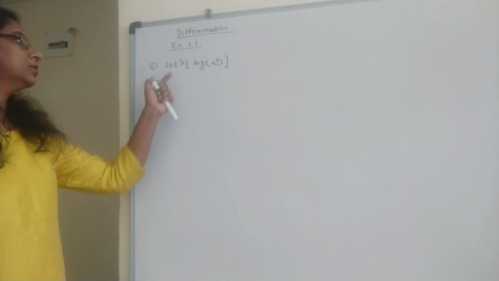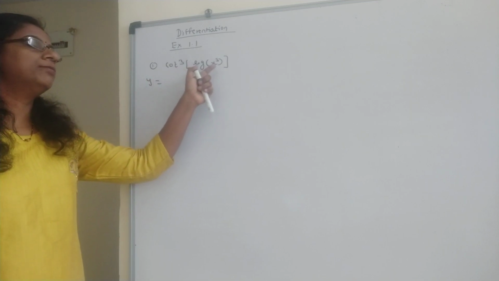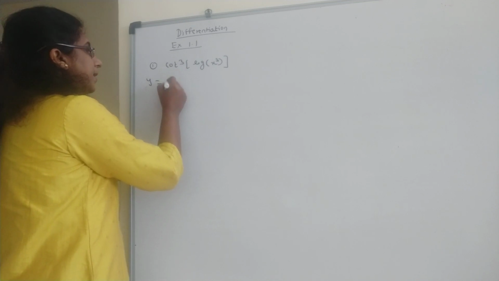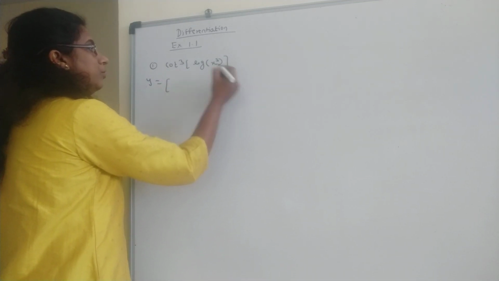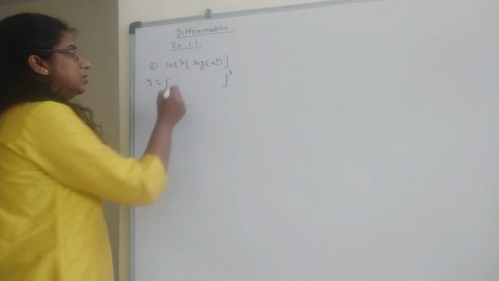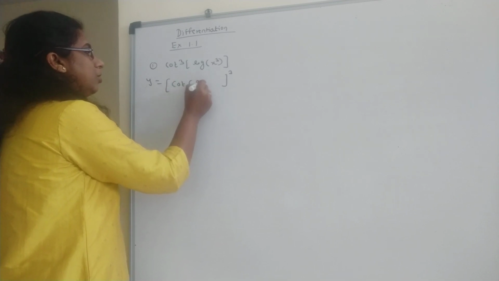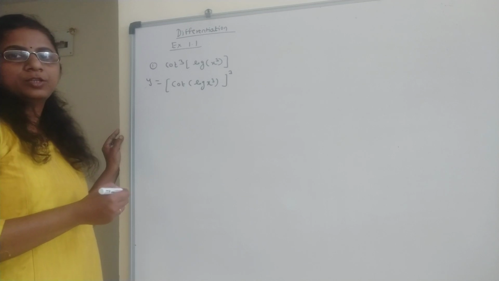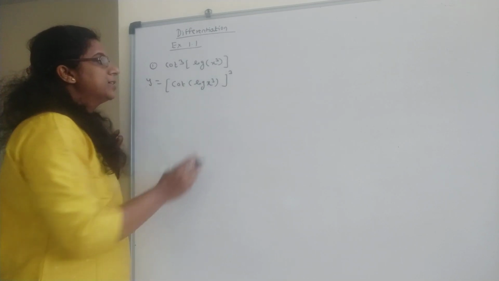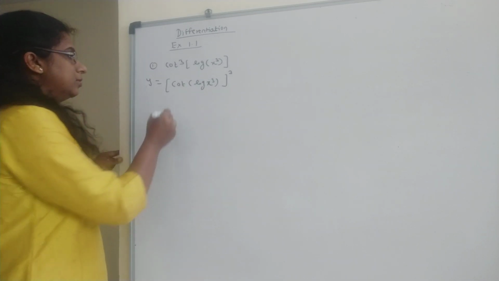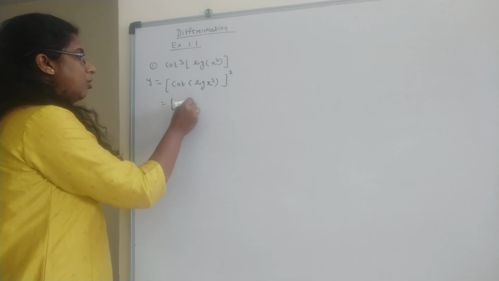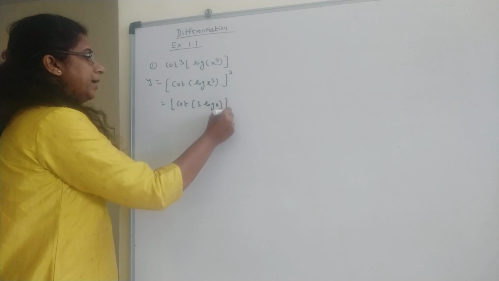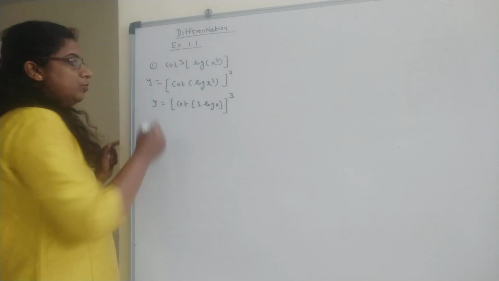The function y is cot cube of log of x cube. Okay, now cot cube we write as bracket cube. So the inner function is cot of log of x cube. You may write log of x cube as 3 log x. So this is cot of 3 log x, and again it is bracket cube.